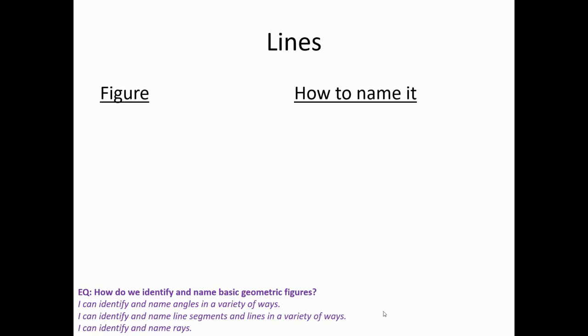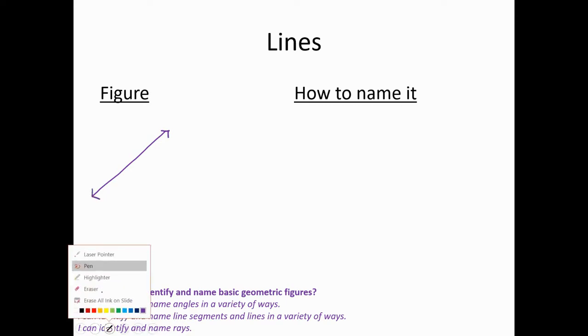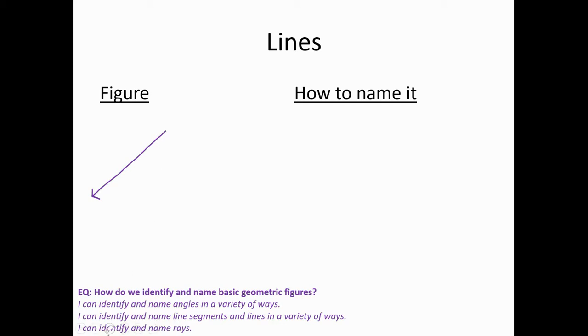So a line, in case you didn't know, looks something like this. It is a straight path that has no thickness, and we represent it with something like that, hopefully a super straight path with no thickness, but it continues forever in both directions, which is why we tag those arrows on the ends. That tells us that it continues in that direction. So the path continues in both directions forever and ever.